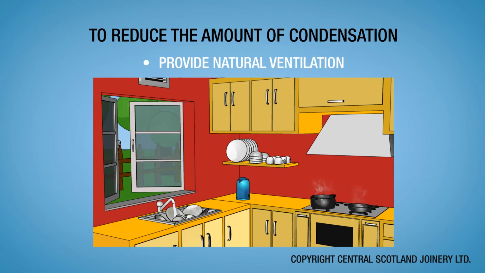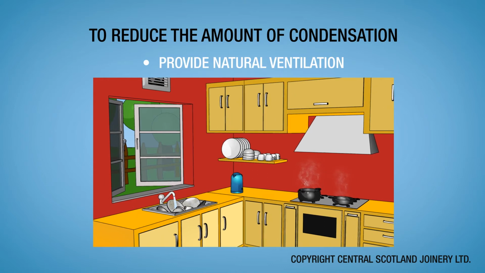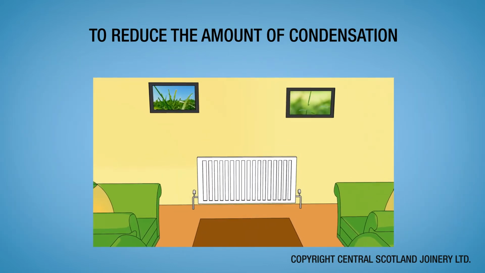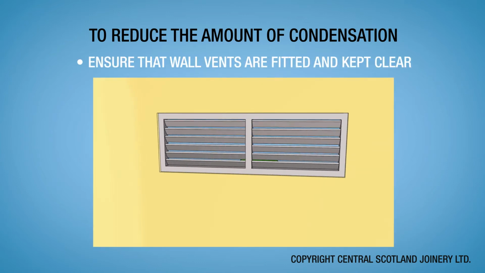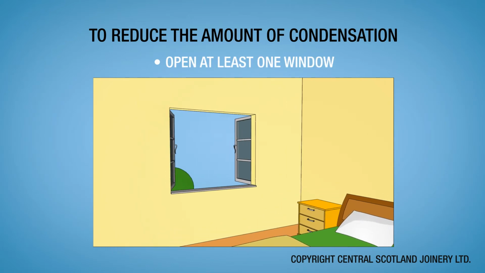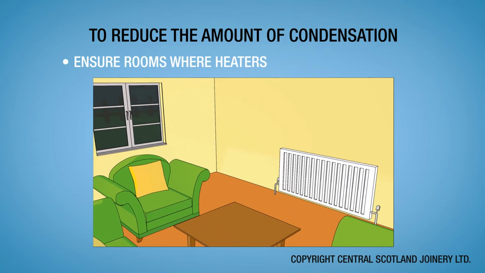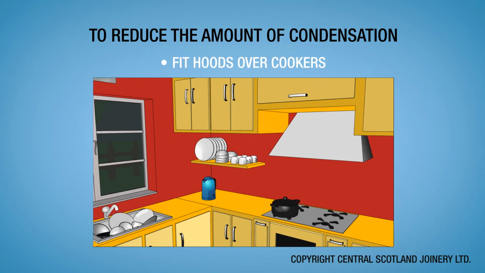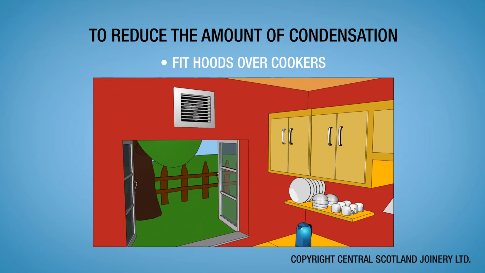Provide natural ventilation. This can be achieved by placing the window in the open, vented position. When there is no open fire or where existing flues have been blocked off, ensure that wall vents are fitted and kept clear. Open at least one window in each room for some part of the day to permit a change of air. Ensure rooms where heaters are used are ventilated. Fit hoods over cookers and other equipment producing steam and ventilate them to the outside air.